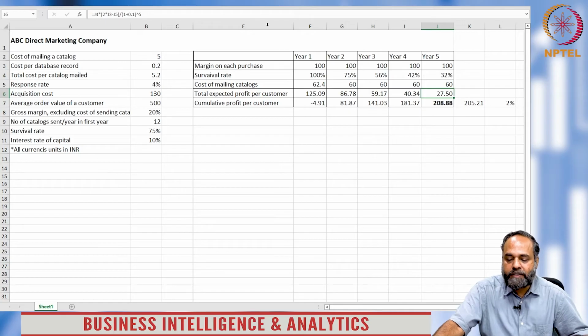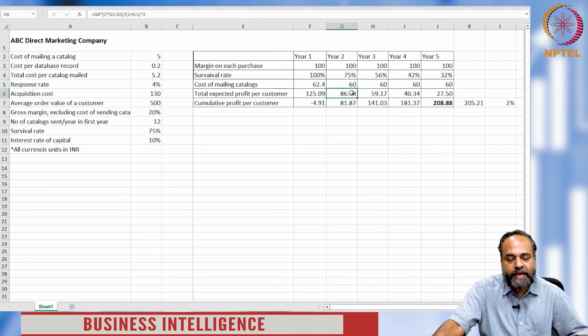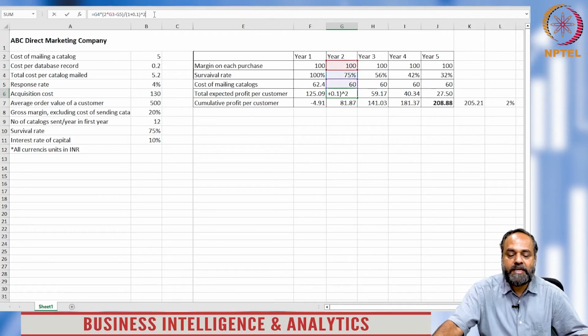So now second year onwards, the cost of mailing is only the catalog cost, and there is no database cost. And then the total expected profit in the second year is 86.78. And why is it not 125.09? It is not just the change in the catalog mailing costs. Although the cost has reduced, you can see the profit has reduced. That is because of the discount rate.